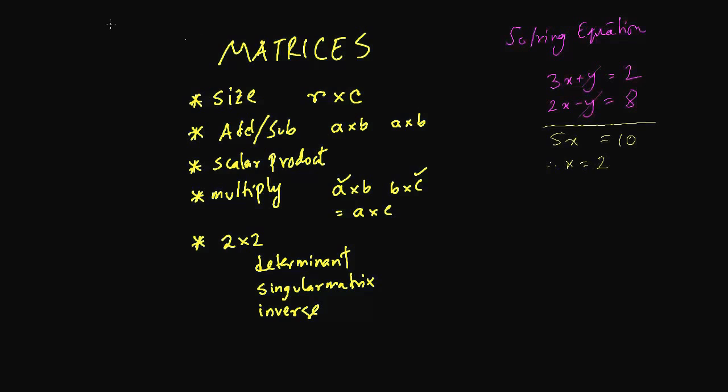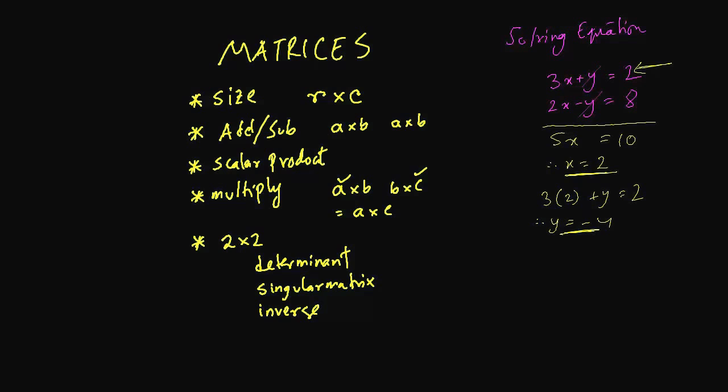And when we put the value of 2 in one of the equations, I'm putting it in the first equation here, it turns out to be 3 into 2 plus y equals 2. So y equals 2 minus 6, since 3 times 2 is 6. So y equals minus 4. So we find the solution of the equation to be x equals 2 and y equals minus 4.